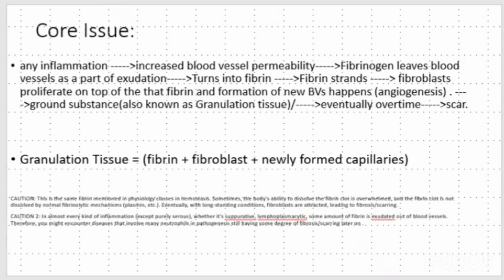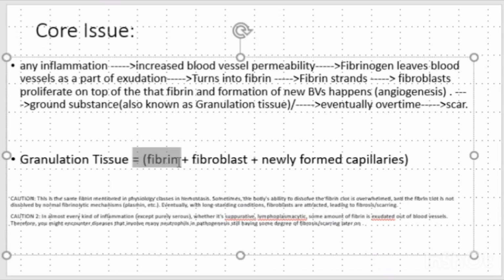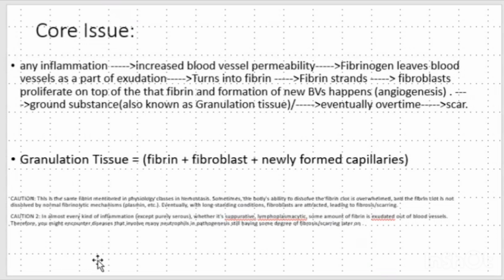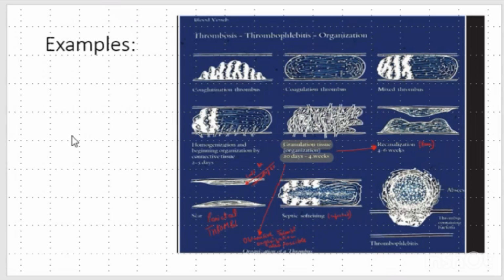Each and every word of the definition of granulation tissue cannot be missed. It is composed of fibrin, fibroblasts, and newly formed capillaries. And this granulation tissue is eventually formed, and over time it lays down collagen, and you have scar tissue formation or fibrosis. So let's apply this concept in various diseases of general and special pathology.